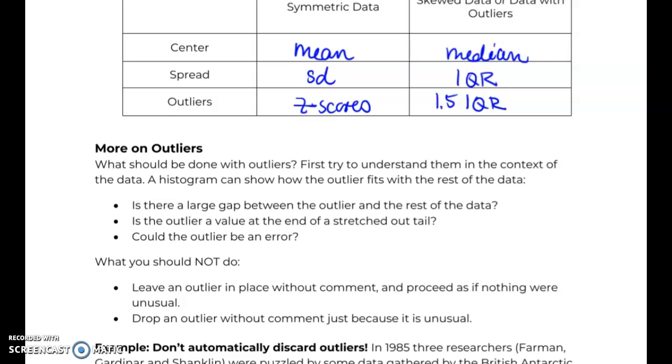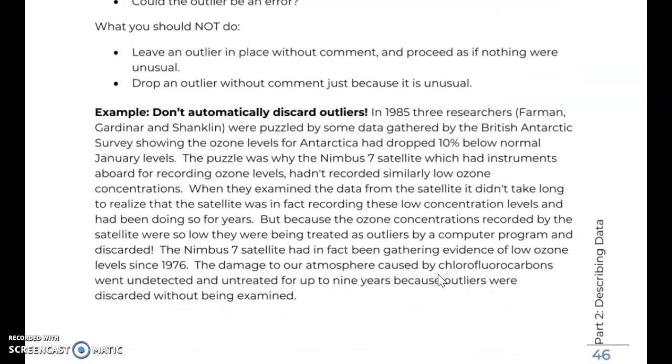So here are things you should not do. You should not just leave the outlier in place without a comment and proceed as if nothing happened. You should also not just drop the outlier without a comment just because it is unusual. So if you decide to remove the outlier because you think it is a mistake, you definitely want to mention why you're doing so. And here's an example why.